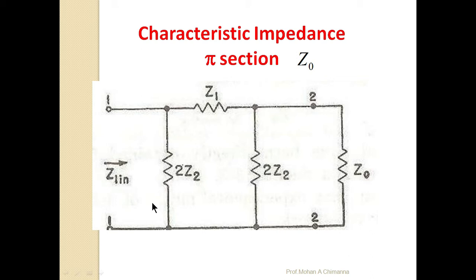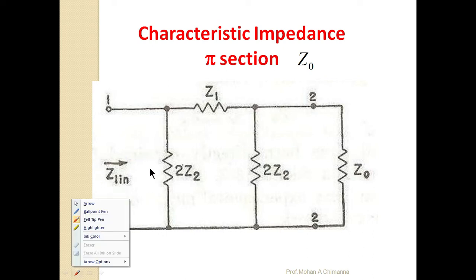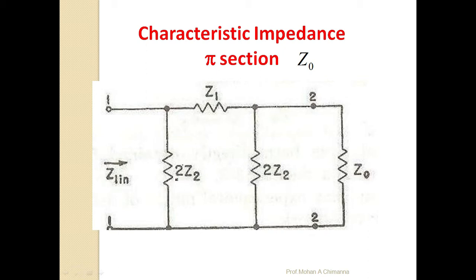For this case, Z1, 2Z2, 2Z2. Here is the input port 1 and 1 dash. For this input port we apply the input impedance, and for the output impedance there is a Z0 that we have to find at port 2, 2 dash. Z1, 2Z2, 2Z2 is the parallel combination, and this is basically the pi network.